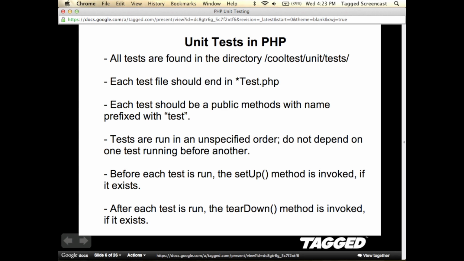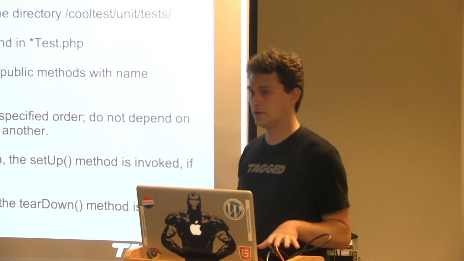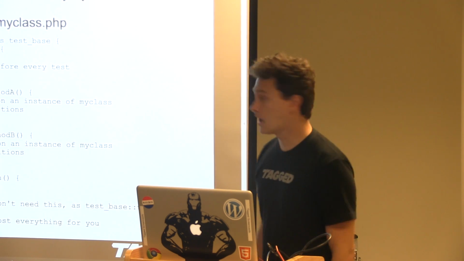So in our PHP codebase, all our tests are found here in cooltest/unit/test, and this is how you make a file that our framework understands. So it ends in test.php. Every test is a function within that class that begins with the string test. They're run in some order, and when running, we call a setup function to do some state setup beforehand, and we call a teardown function afterwards to clean up after ourselves. And we want to clean up after ourselves so that the next test that runs starts with a clean slate to begin with.